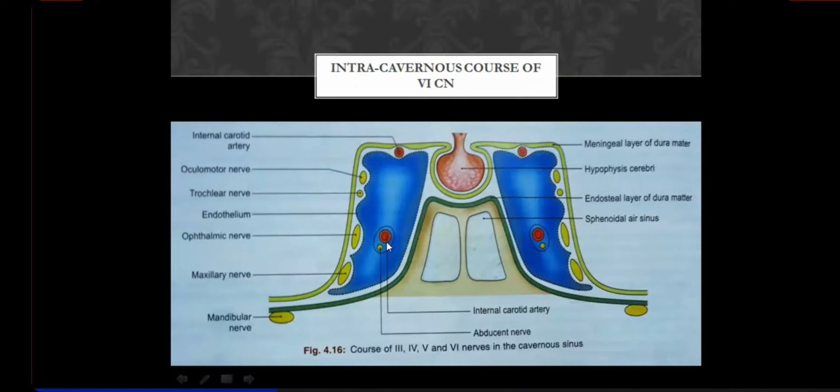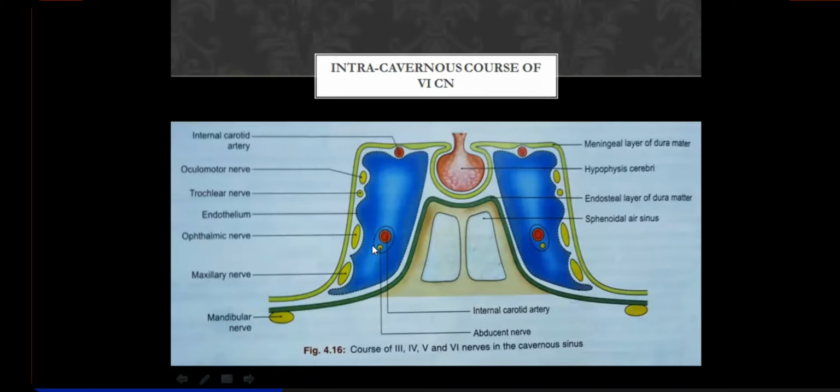Intracavernous course: what you're seeing here is a coronal section. The abducent nerve, as I told you, reaches the sinus by perforating the posterior wall, above the apex of the petrous temporal. Initially it runs just below the internal carotid artery. Remember how the internal carotid artery enters the cavernous sinus from below, through the foramen lacerum.